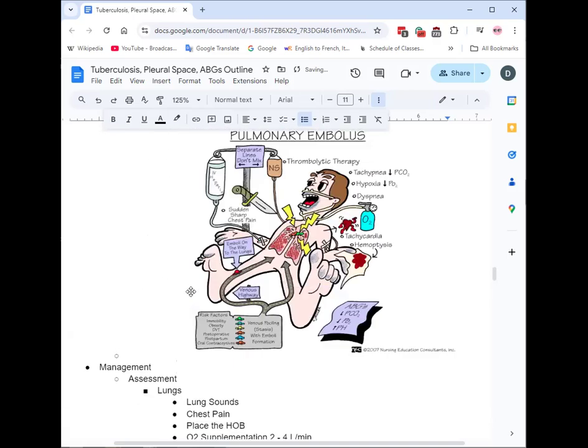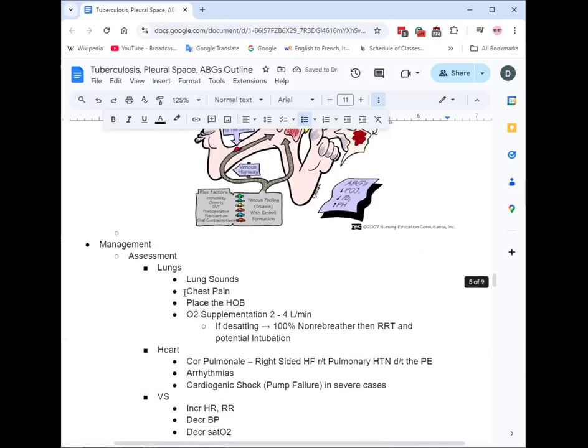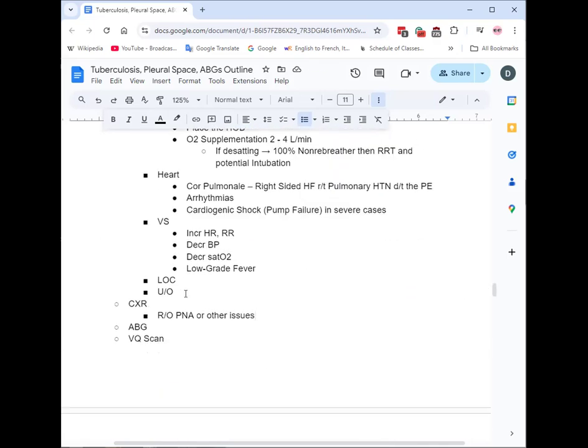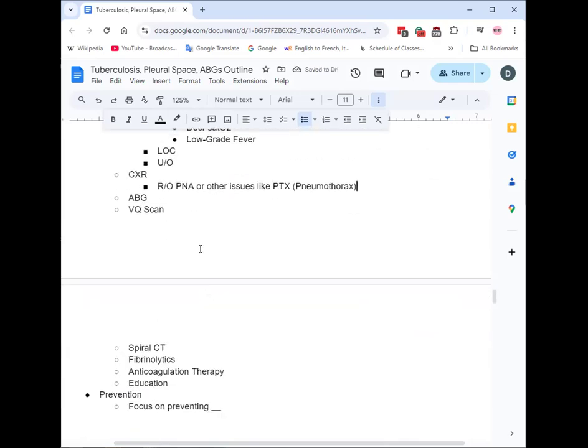So again, these signs and symptoms can look a lot like tuberculosis, or they can look a lot like a pneumothorax.